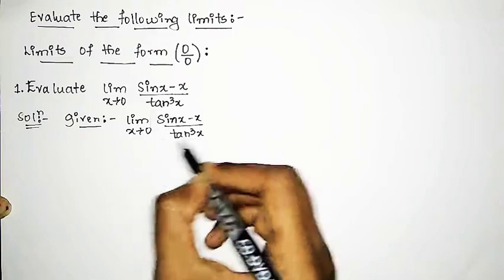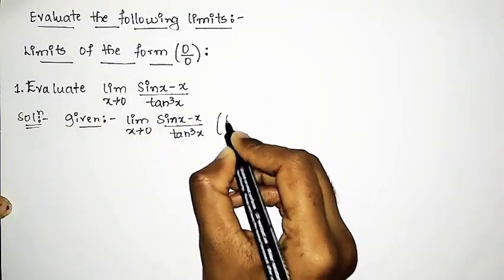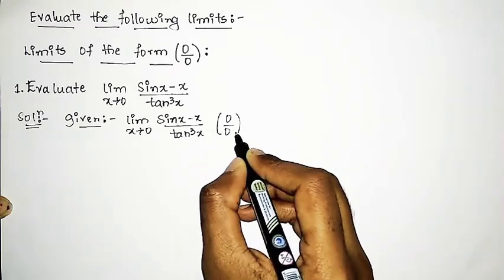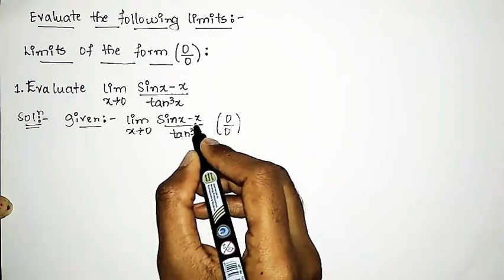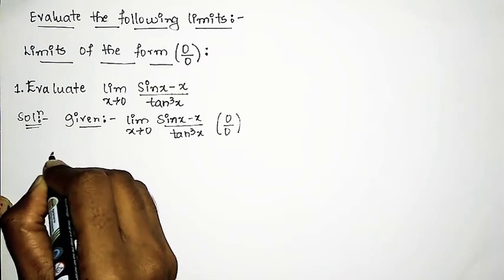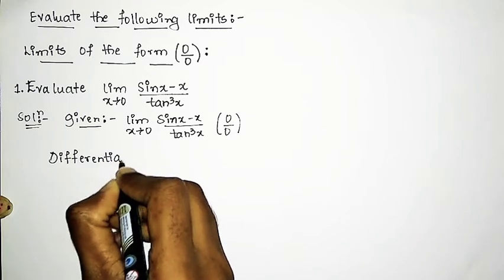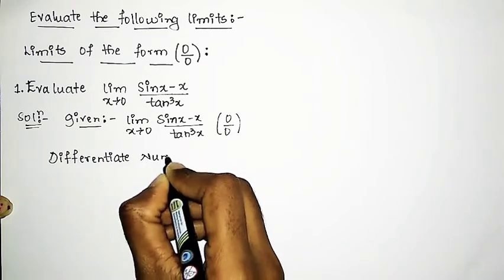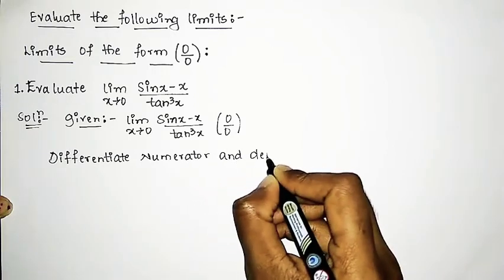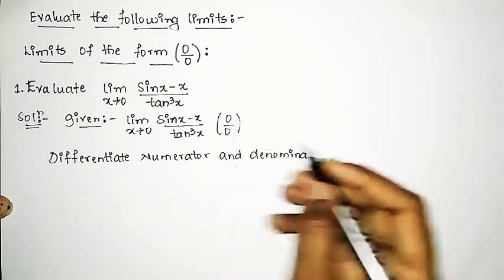So here we are solving the problems of the limits of the 0 by 0 form. By clearly observing, this is of the 0 by 0 form. We have seen the rule that whenever there is a 0 by 0 form, the first thing is that we need to differentiate the numerator and denominator, until we get a finite value, meaning until we eliminate the 0 by 0 form.